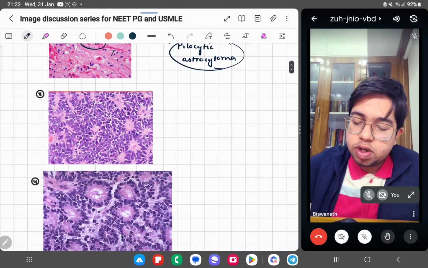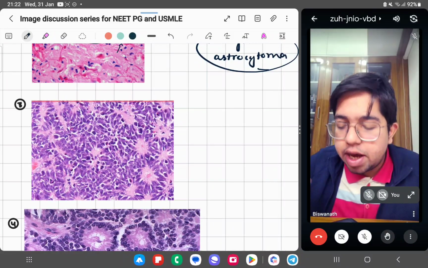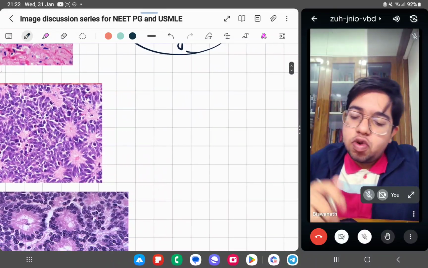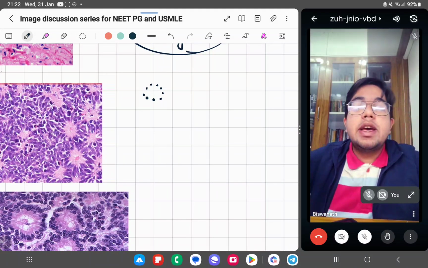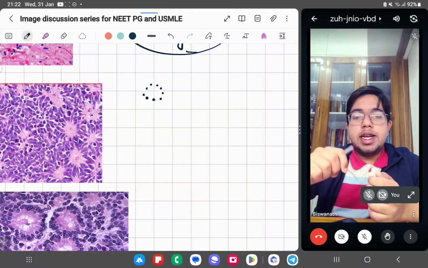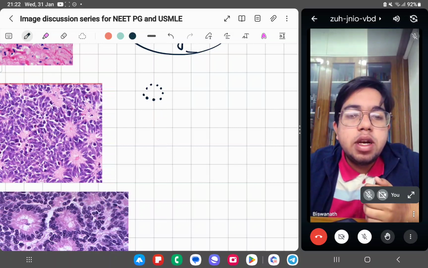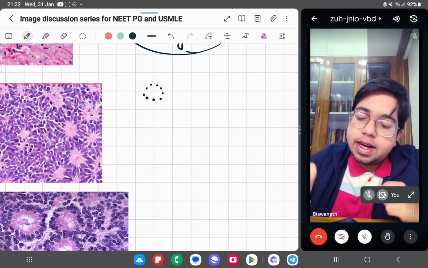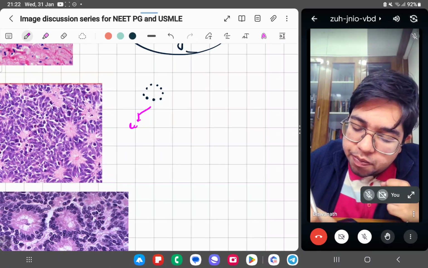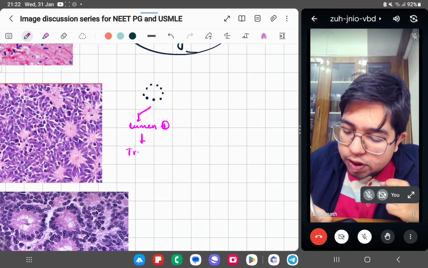Let's move ahead to the next one. You can see a very well defined rosette. What is a rosette? A rosette is an arrangement of cells, arranged in a circle. It may have a lumen or it may not have a lumen. Some rosettes have a lumen. If the lumen is present, we call the rosette a true rosette.